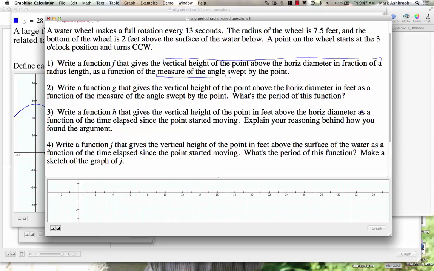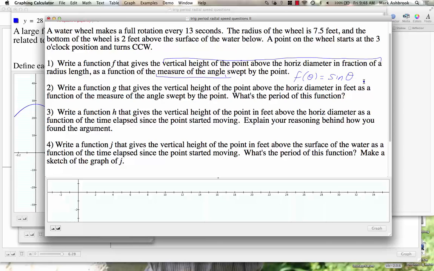Okay, so the input is the measure of the angle swept by the point. The output is the vertical height above the horizontal diameter as a fraction of a radius length. Ashley, what function is that? f of theta equals sine theta. She wants f of theta equals sine theta.